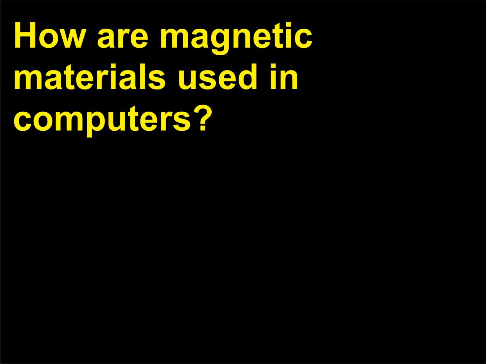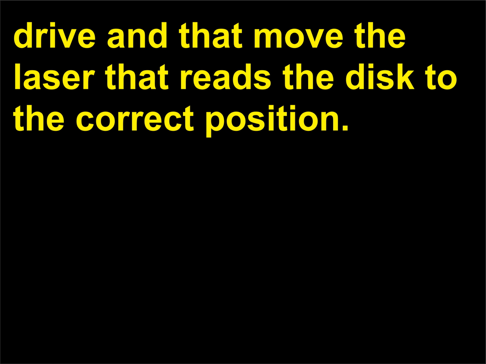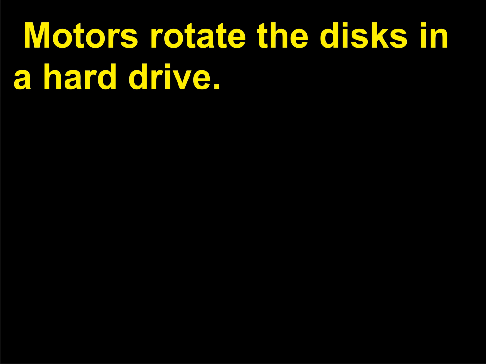How are magnetic materials used in computers? Magnets are used in the compact motors that turn the discs in the CD or DVD drive and that move the laser that reads the disc to the correct position. Motors rotate the discs in a hard drive.